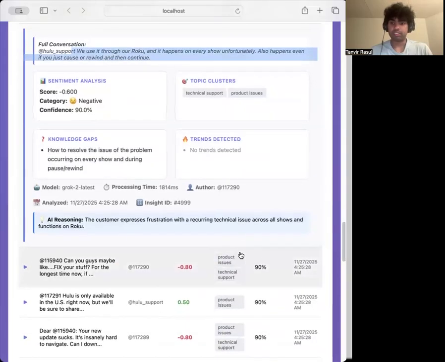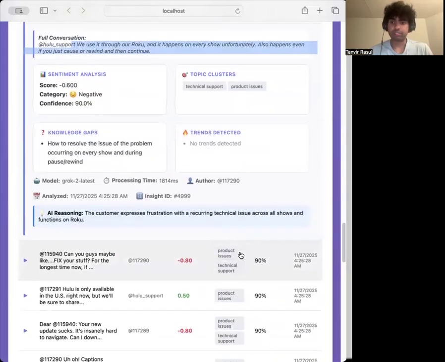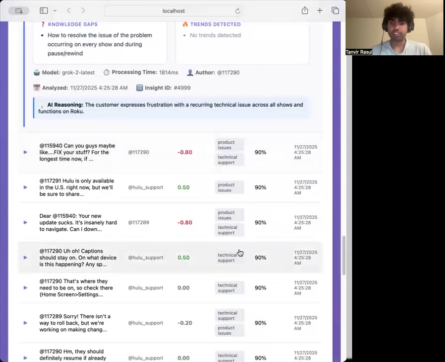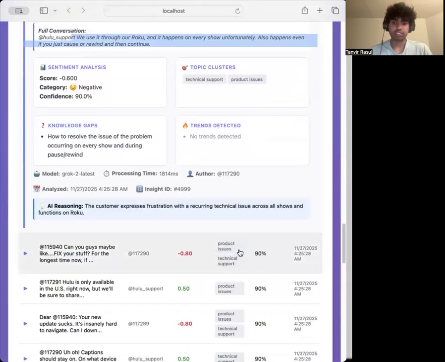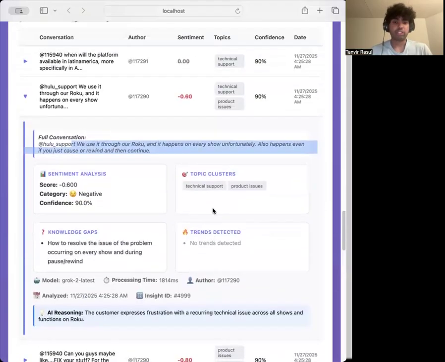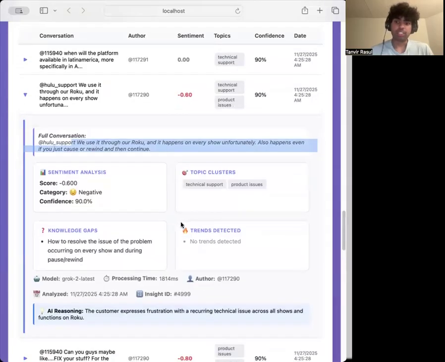I also built a comprehensive evaluation framework comparing three Grok model variants: Grok 3, Grok 4 fast reasoning, and Grok 4 fast non-reasoning. And currently we are using Grok 3 because it came out with a 92% sentiment accuracy and best clustering performance.